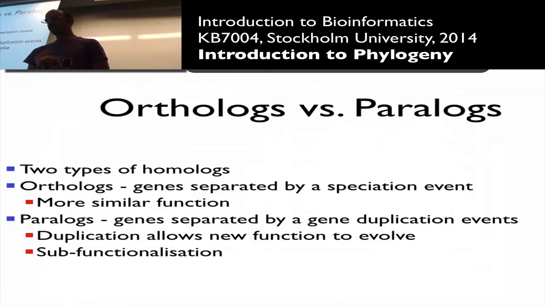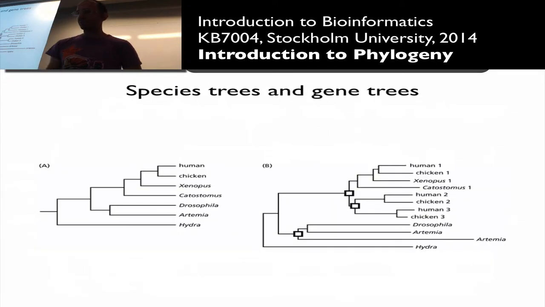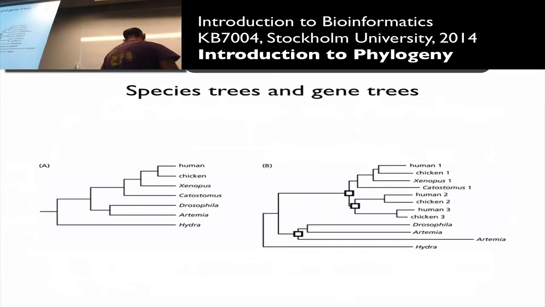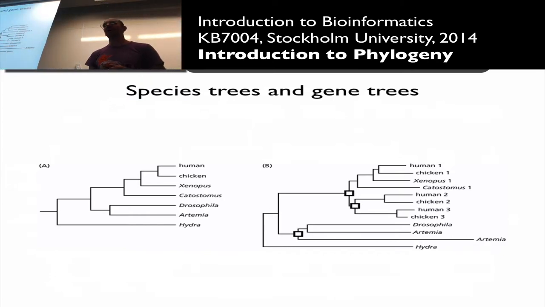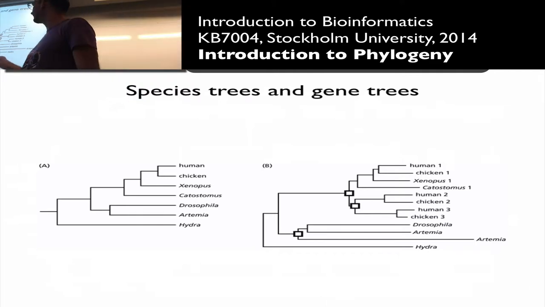To figure this out, you need to consider two types of trees: the species tree and the gene tree. The species tree in this case we kind of know: human, animal, the chicken, and then the frog, and so on. So you have a species tree. This really comes from fossil evidence, or from our knowledge of animals, or from other genes, and we can figure out the tree from that.